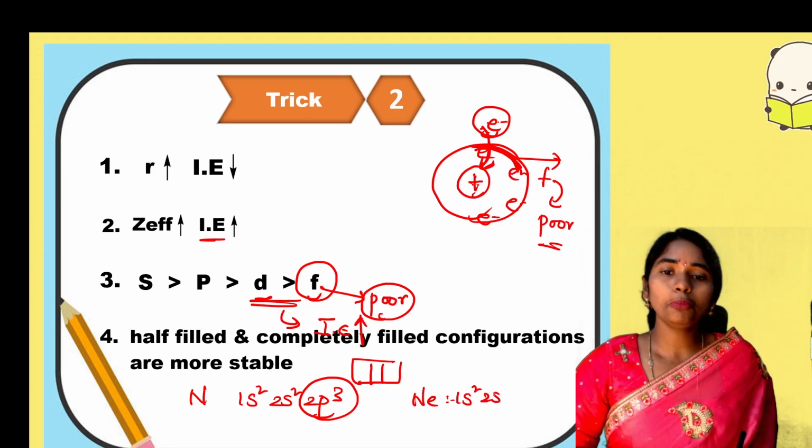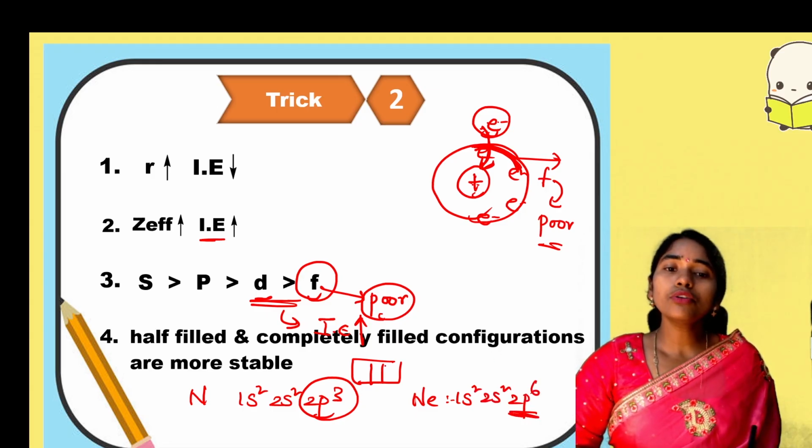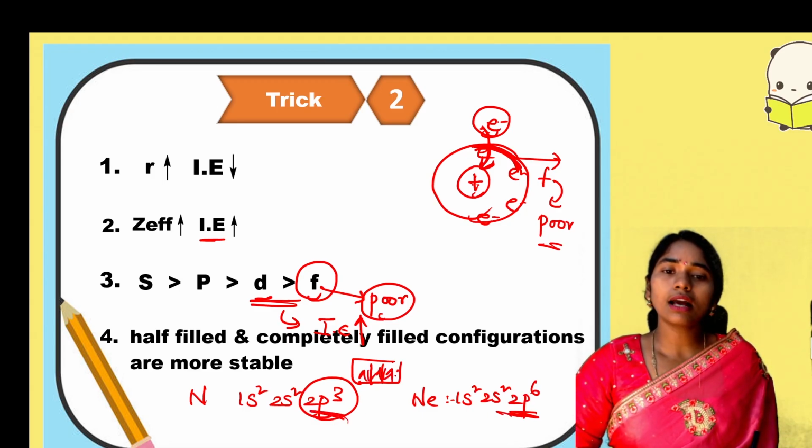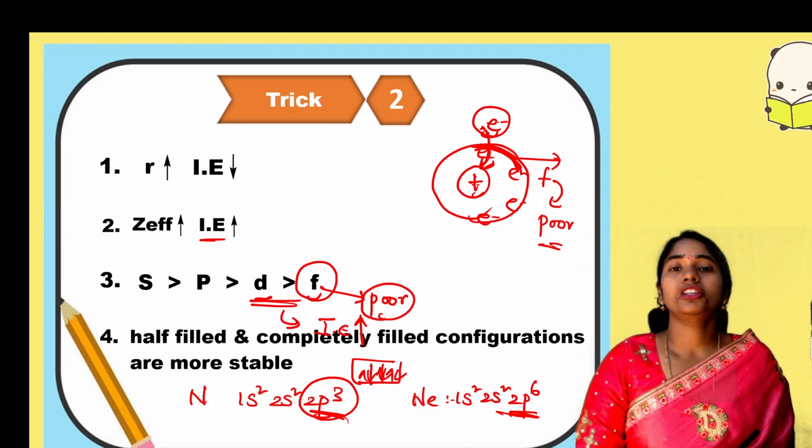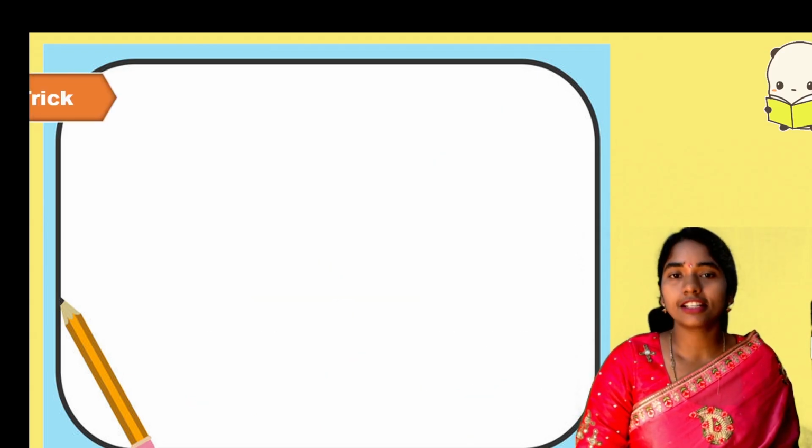1s2, 2s2, 2p6. It is having a completely filled configuration. So in this case also we need 3 in this case and 6 in this case. 6 is completely filled, 3 is half filled. So more stable. Ionization energy is more. This is trick number 2.